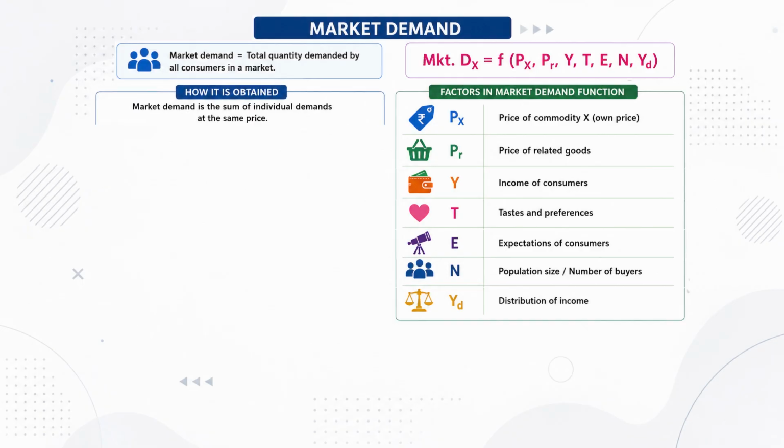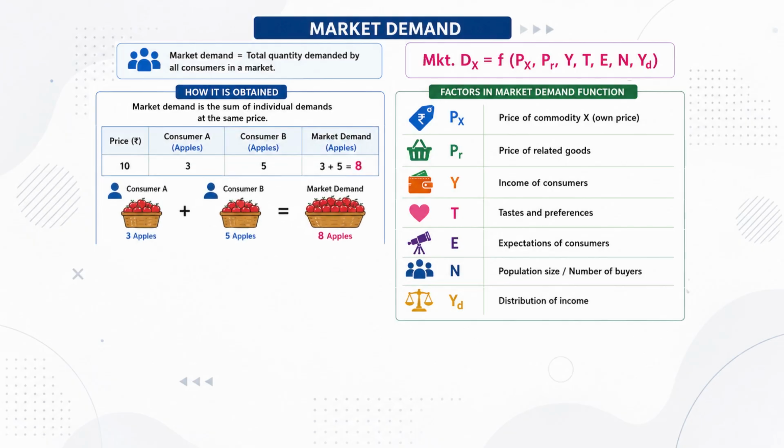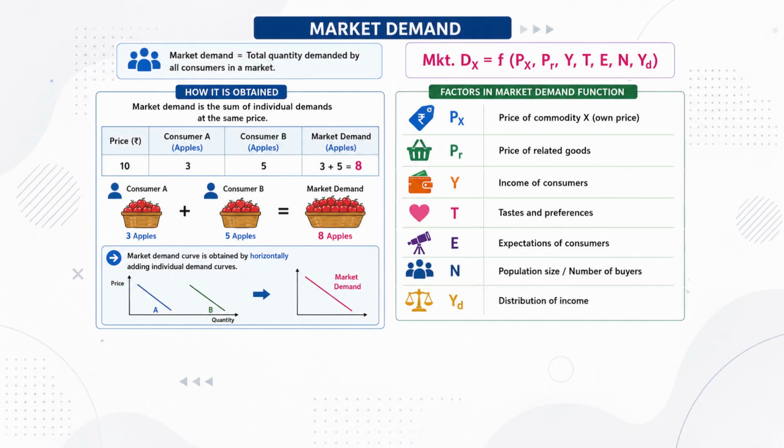Market demand is obtained by adding the quantities demanded by individual consumers at the same price. For example, suppose at a price of 10 rupees, consumer A demands 3 apples and consumer B demands 5 apples. The market demand is 3 plus 5, which is equal to 8 apples. Thus, a market demand curve is obtained by horizontally adding the individual demand curves.